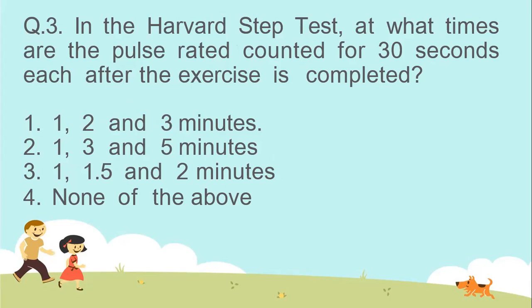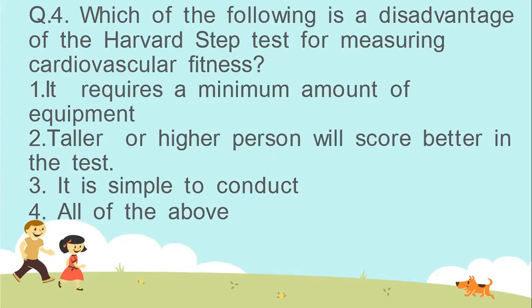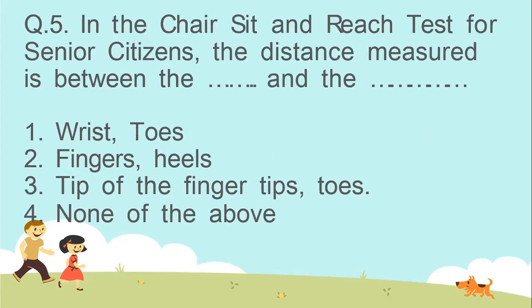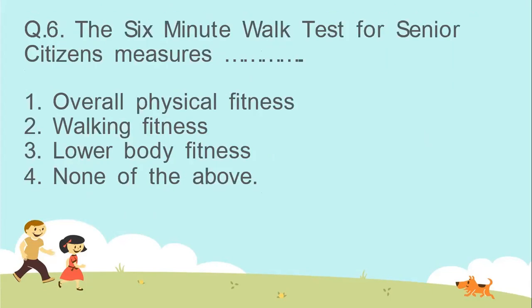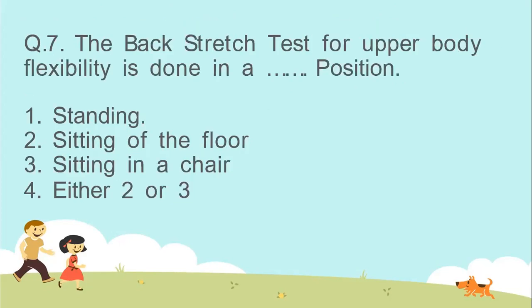Next, which of the following is a disadvantage of the Harvard step test for measuring cardiovascular fitness? Next, in the chair sit and reach test for senior citizens, the distance measured is between what? The 6-minute walk test for senior citizens measures what? The back stretch test for upper body flexibility is done in which position?